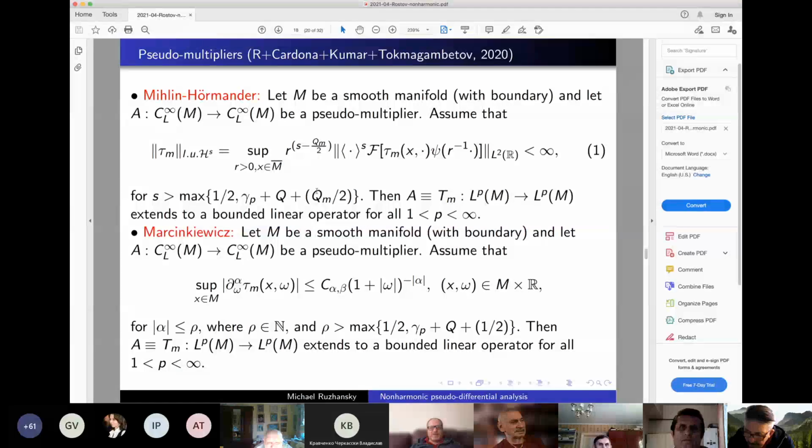So if some conditions on the symbol are satisfied, here you can recognize a little bit in one. This is kind of similar to the Hörmander version of the Mikhlin theorem, and second one, Marcinkiewicz: then the operator is bounded on L^p. So this is L^p boundedness.